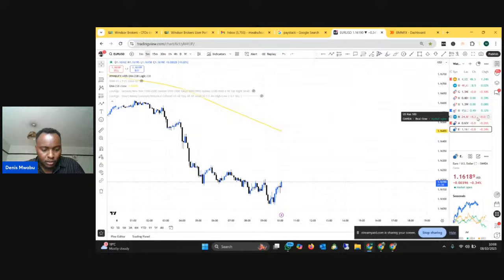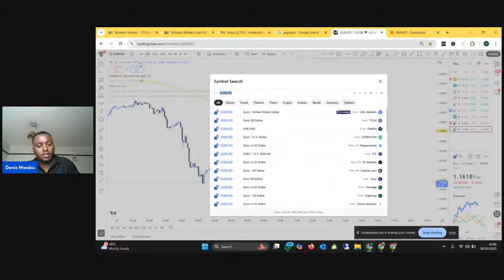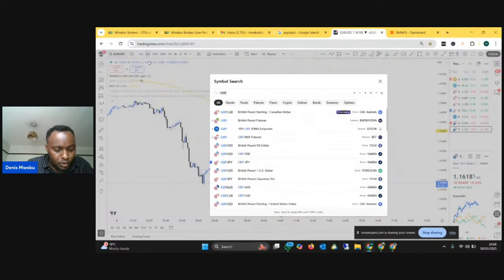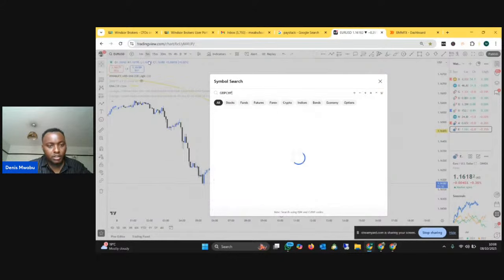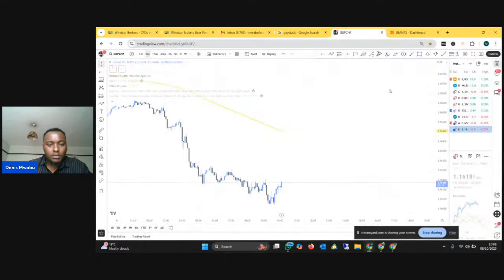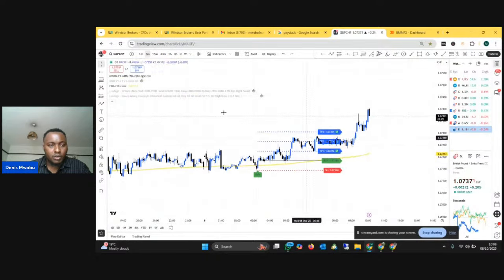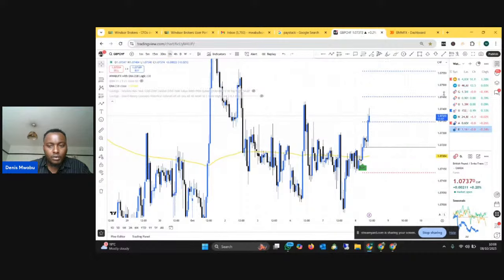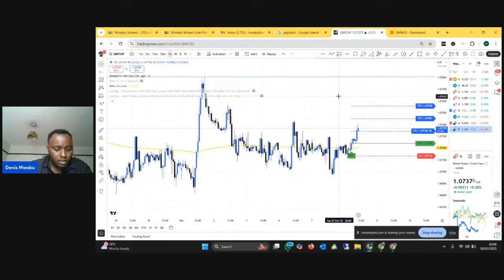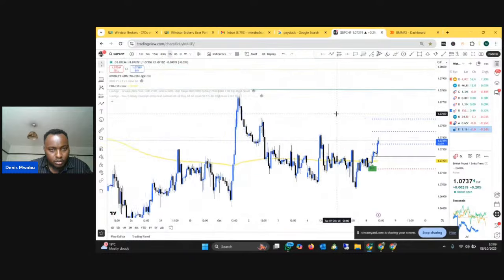We'll take a look at some of the patterns so that you can go and take a look at the analysis. For example, I will look at GBP CHF. On GBP CHF, this is what we are having here.